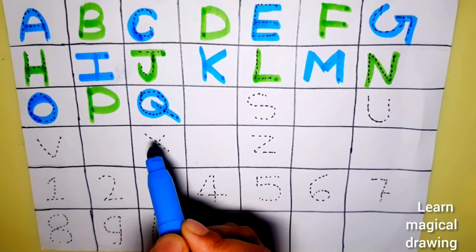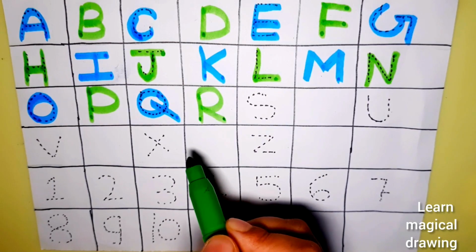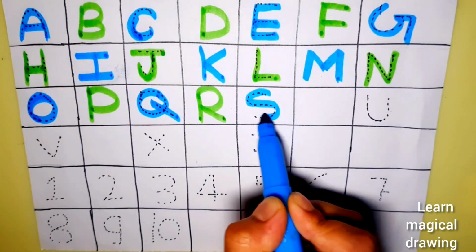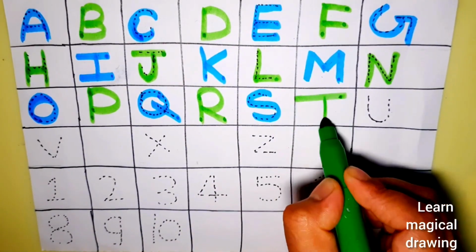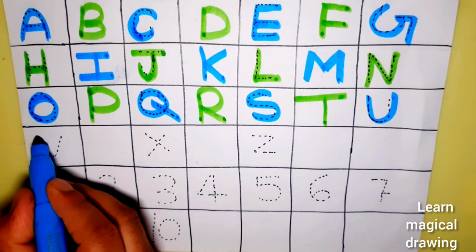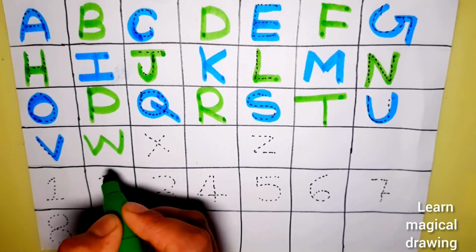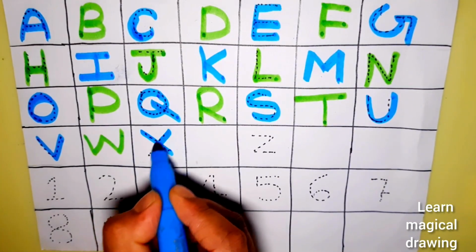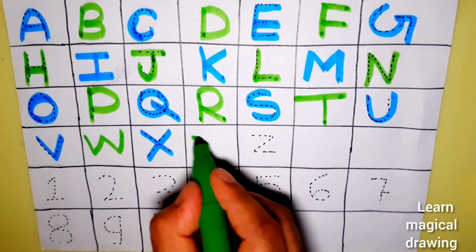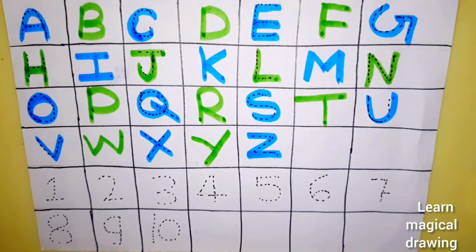Q for question mark. R for rose. S for sip. T for tree. U for umbrella. V for vegetable. W for water. X for x-ray. Y for yak. Z for zebra.